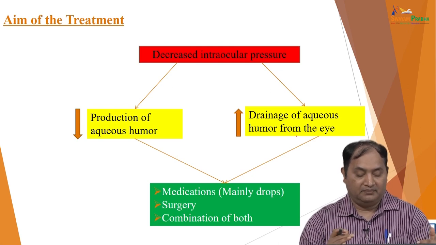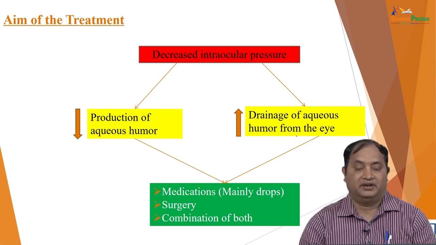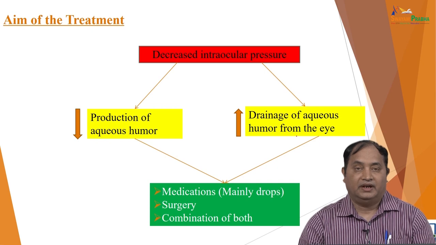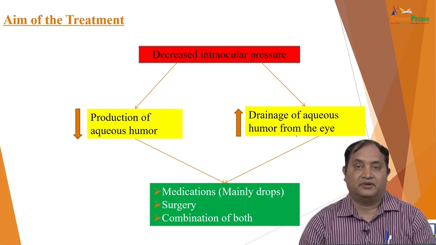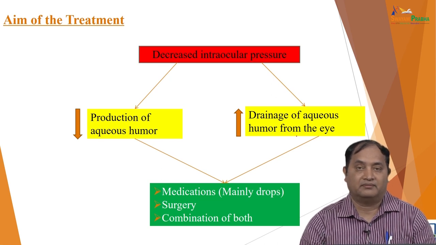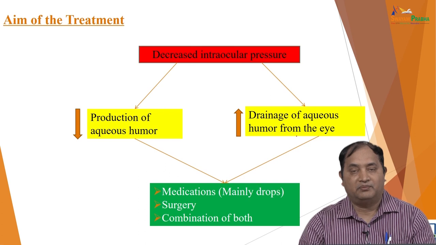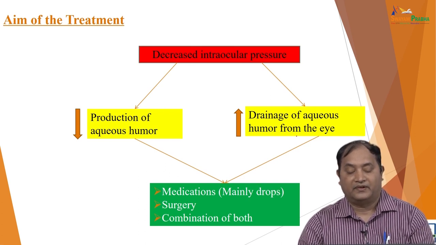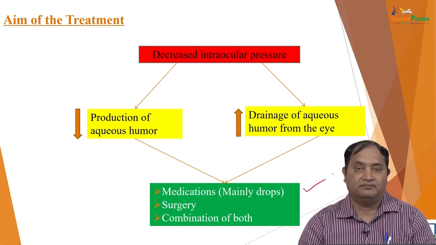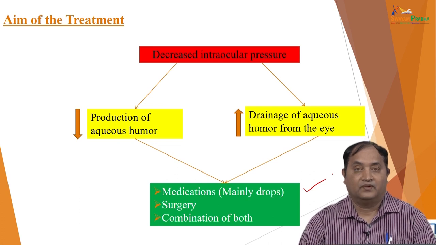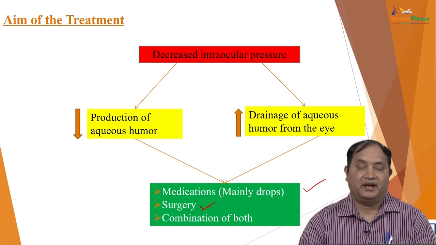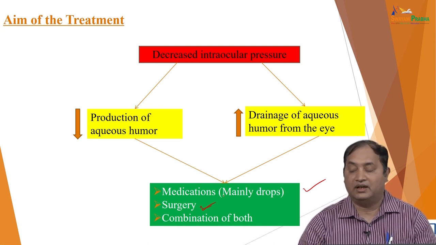Now, you need to understand that treatment should be started immediately, as early as possible. The aim of the treatment is to decrease the intraocular pressure. The question is how we are going to decrease it. One way is to give a drug which targets decreased production of aqueous humor, or another way is to increase the drainage of aqueous humor from the eye if there is a closure or blockage of the canal of Schlemm. The medication is mainly topical application to decrease the intraocular pressure, or if required there is a surgical option to open up the drainage, or sometimes you might have to combine both medication as well as surgical option.